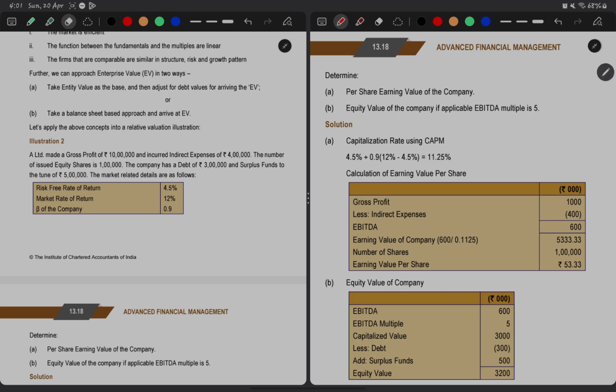The requirements of the question are per share earnings value of the company, then equity value of the company if applicable EBITDA multiple is 5. Okay, now the first one is per share earnings value of the company. Now earnings value of the company is nothing but the EBITDA divided by the capitalization rate. So that will give us the value of the firm, nothing but the earnings value of the firm.